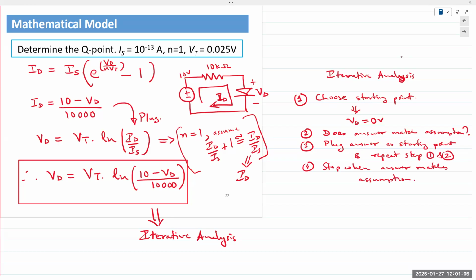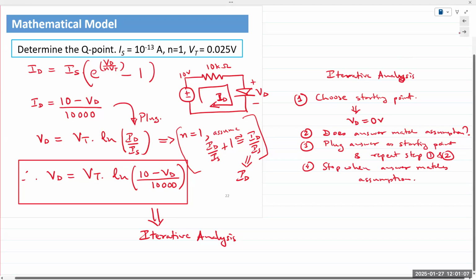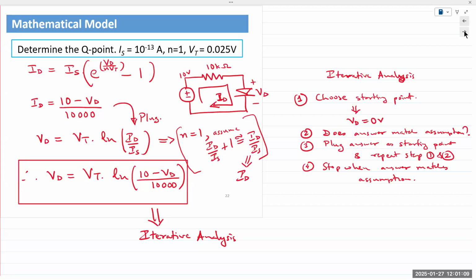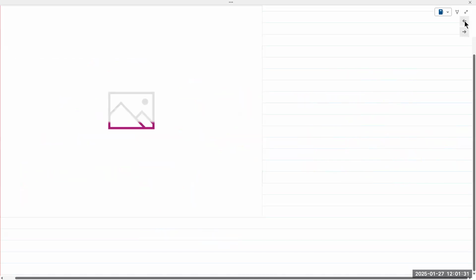Okay, so what I'm writing here is, first we choose a starting point. We calculate the equation and look at the answer. If the answer does not match our assumption, we repeat steps 1 and 2. This time, we plug the answer back into the equation at the top. Then we solve it again. We keep solving it until our answer matches our assumption. And that's why it's known as an iterative analysis.